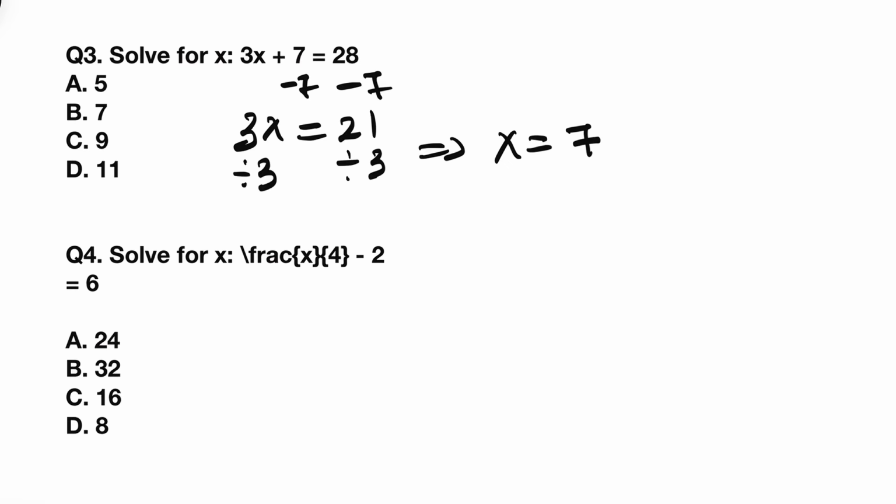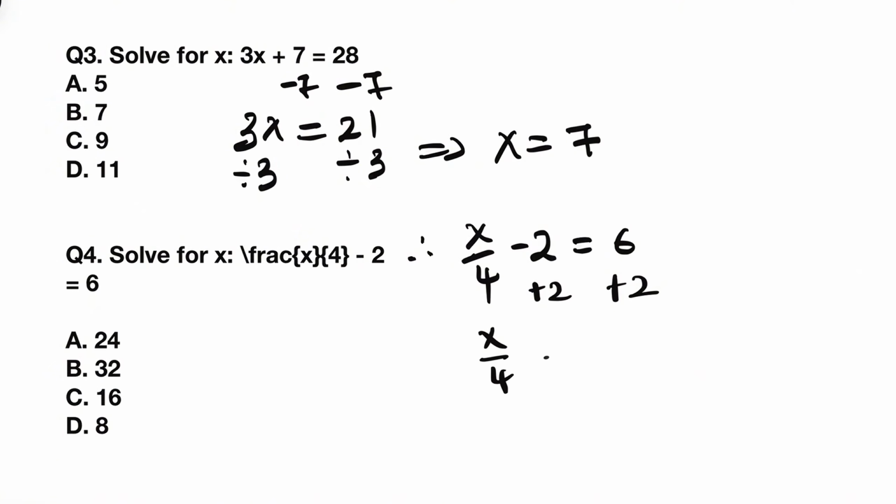All right. So let's look at question 4. Solve for x. So this is actually in LaTeX, right? This is a LaTeX command. So this is x over 4 minus 2 is equal to 6. So we have to solve for x in this equation. So we notice that the term independent of x is -2. So we have to add 2 on both sides of the equation. And we are left with x over 4 is equal to 8.